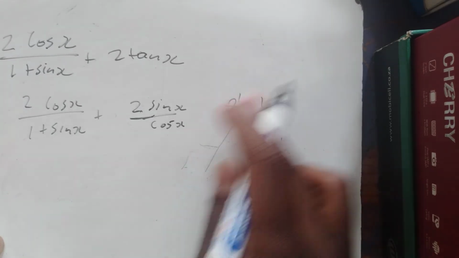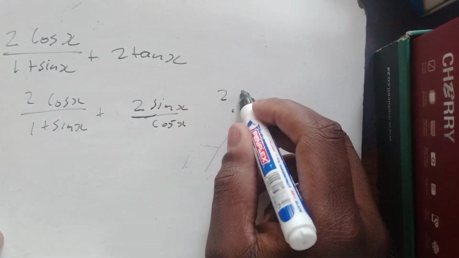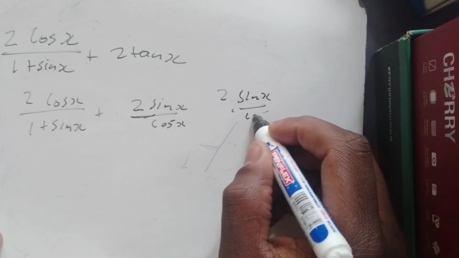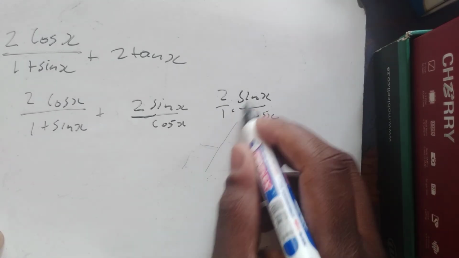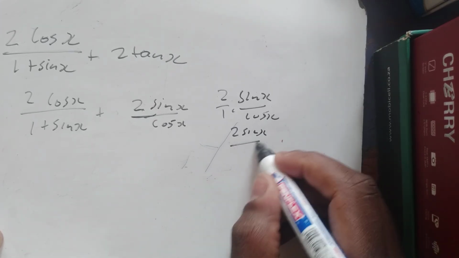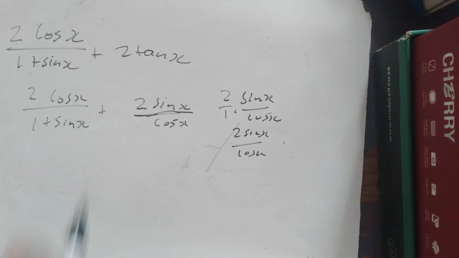The reason why I'm doing this is because when I change this, it becomes 2 times sine x over cos x, right? So this is the same as 2 over 1, so this becomes 2 sine x over cos x. So here we've changed it.